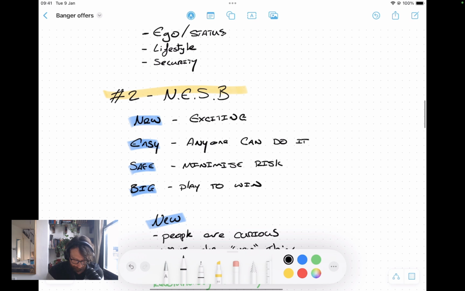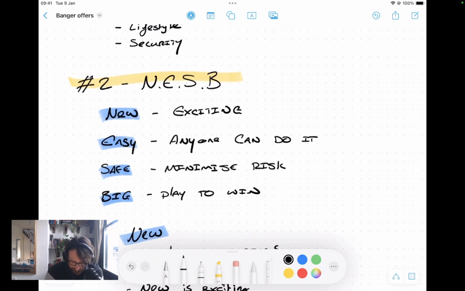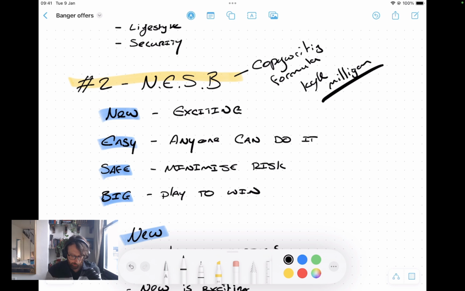The second thing is actually a copywriting formula from a guy called Kyle Milligan. I learned this a while ago, but I think it's really good to adapt this to offers as well. When you're crafting your offer, you need to think how you can make it new, easy, safe, and big. NESB. So new is exciting, easy, anyone can do it. Safe, you've got to minimize that risk. And big, play to win.